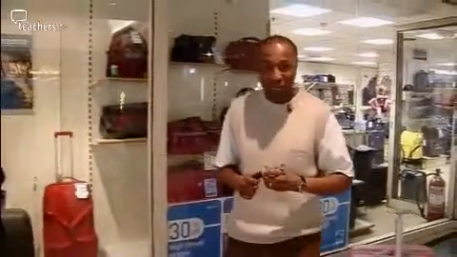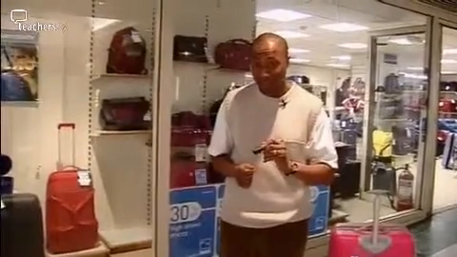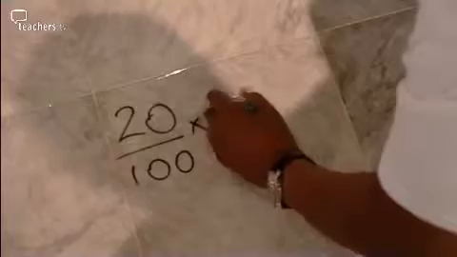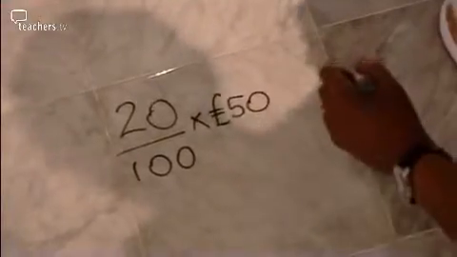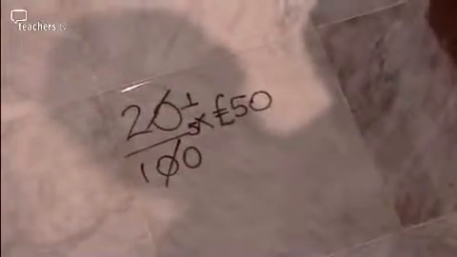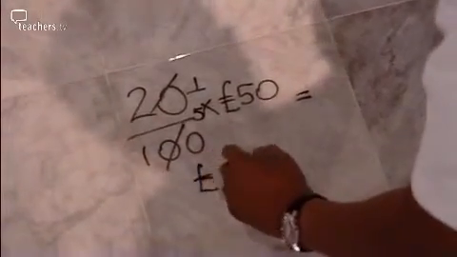Percent means out of 100. That's 20 hundredths off the full price. That's 20 hundredths of £50. Now, 20 hundredths is the same as 1/5. And 1/5 of £50 equals £10.